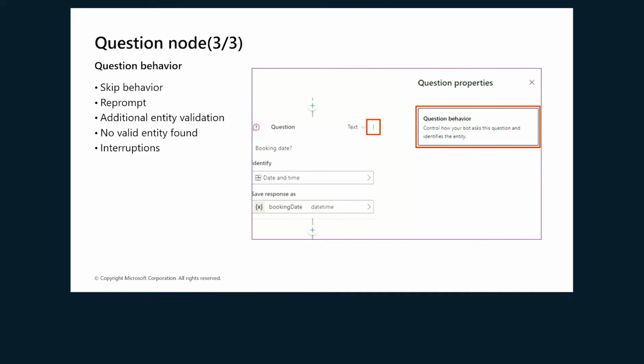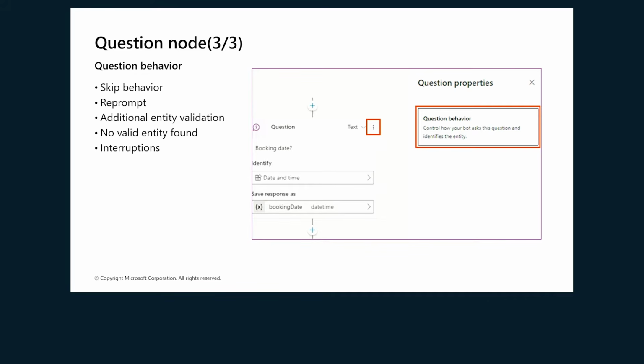First, skip behavior. This setting allows you to control what happens when a user decides to skip a question. You can define whether the question should be skipped entirely, if a default answer should be provided, or if the user should be prompted with an alternative question. This ensures a smooth and flexible user experience.